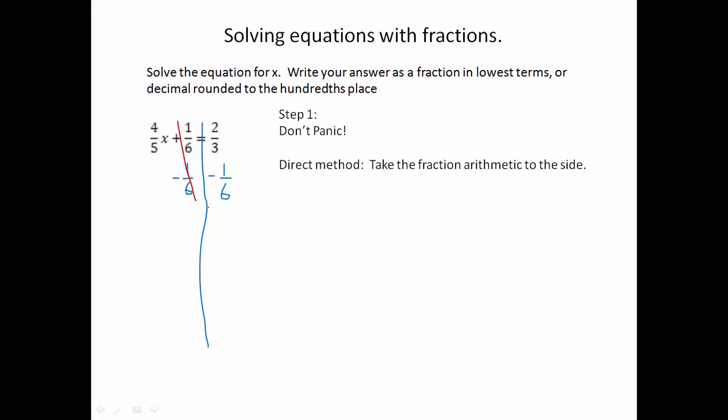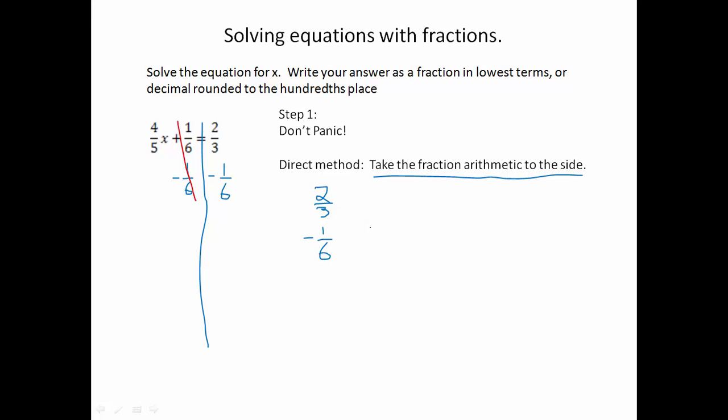But still, 2/3 minus 1/6 is something that you should know how to do, even though it's harder than 1/6 minus 1/6. If you don't, make sure that you review your fraction arithmetic because it is super important. But as it says here, take the fraction arithmetic off to the side so that it doesn't clutter up the rest of your work. We can do it right here. 2/3 minus 1/6. See if you can pause the video and do this one on your own, and then come back.